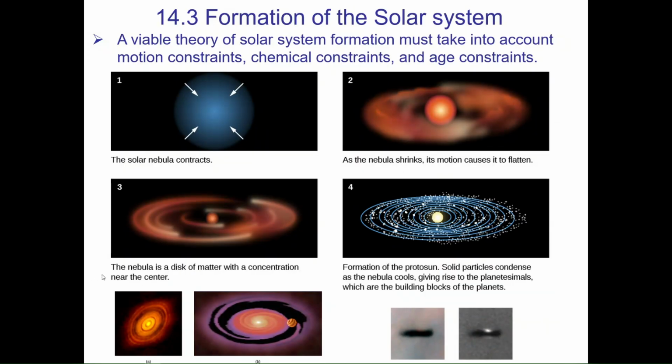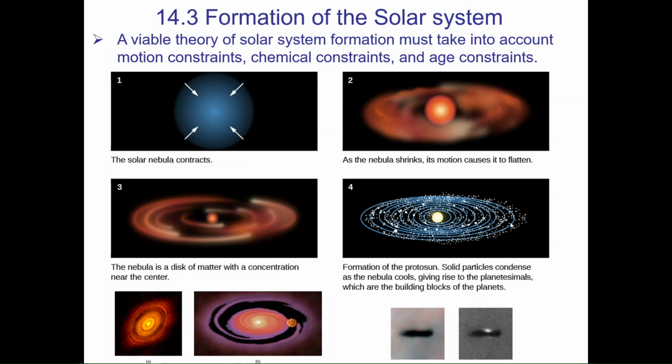And the third step is the nebula becomes a disk with most of the matter concentrated near the center. As the center material gathers together to form what we call the protosun, the solid particles condense in the nebular clouds. So you can see that the material inside the disk will condense and form particles. We call them planetesimals.